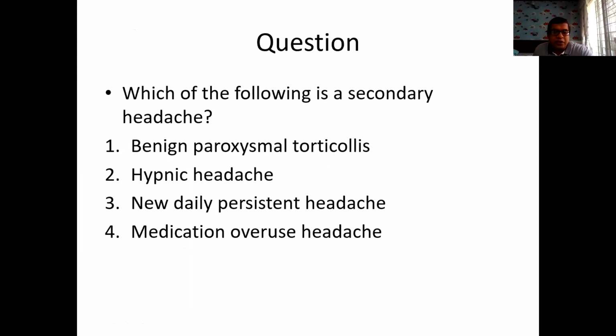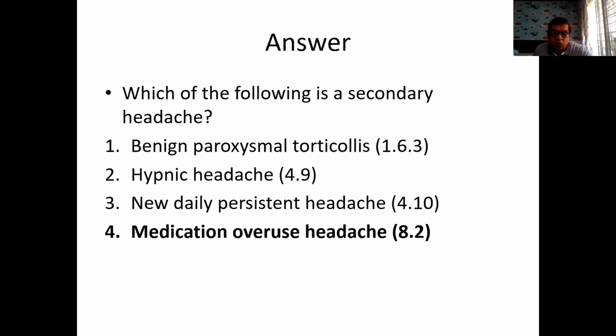So let me start with a question. You don't have to answer. There is no Slido in this, but there's a question which I'm asked: which of the following is a secondary headache? Benign paroxysmal torticollis, hypnic headache, new daily persistent headache, and medication overuse headache. And the answer to this question is, of course, medication overuse headache, which is a part of 8.2. The rest are all primary headaches. Benign paroxysmal torticollis actually is a part of the migraine spectrum, while the rest are other primary headache disorders.